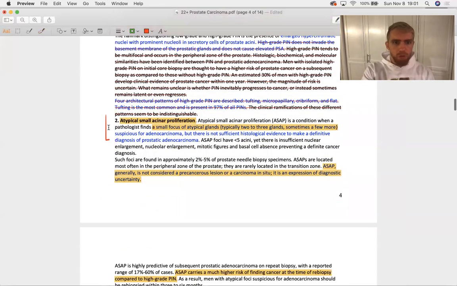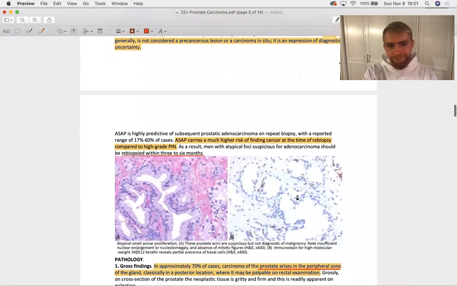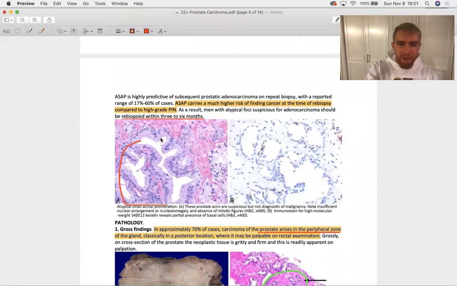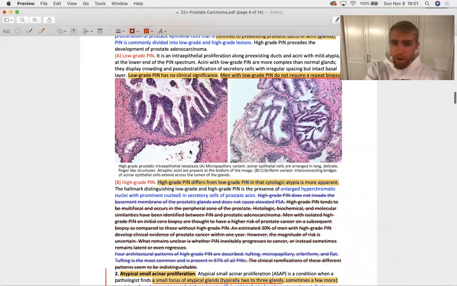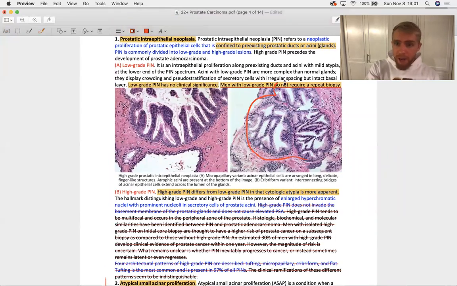But then again, this atypical small acinar proliferation can transform into a cancer. So I suppose this is what I remember now. A small focus of atypical glands, typically 2 to 3. That, to me, is what's going to make the difference between a PIN and an ASAP. So, I mean, it's a speck. It is a very small lesion. But the fact that it is so small tells you that it could be cancer in a very early stage. Whereas if it's bigger and it involves more than 2 or 3 or 4 glands, you're like, all right, this thing is yay big and it's not a cancer yet. It's never going to become a cancer. So that makes sense to me. I hope it makes sense to you too.